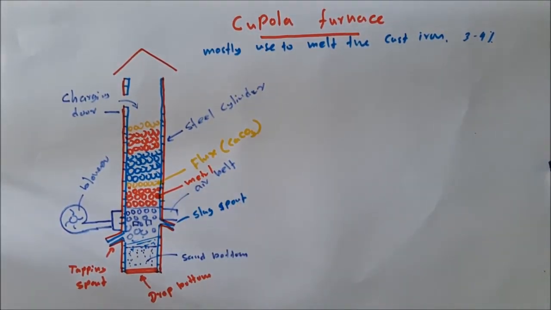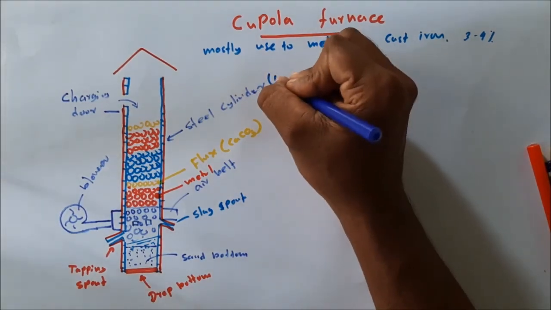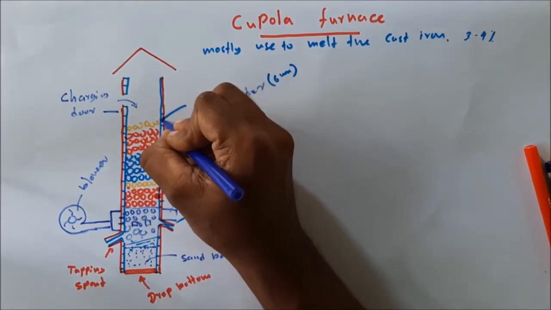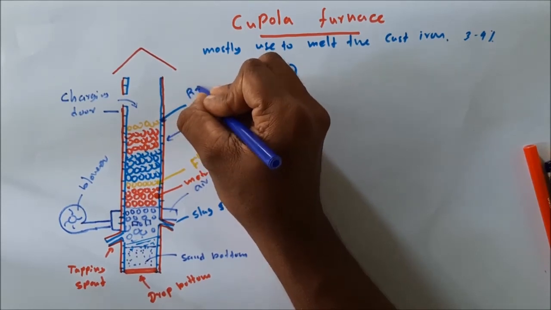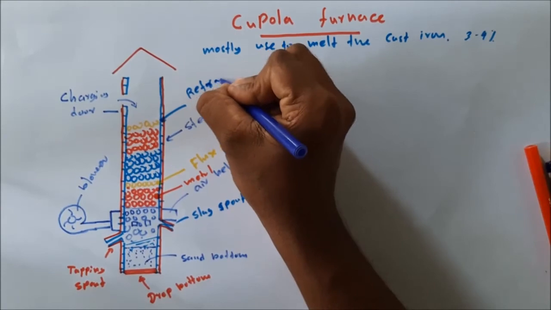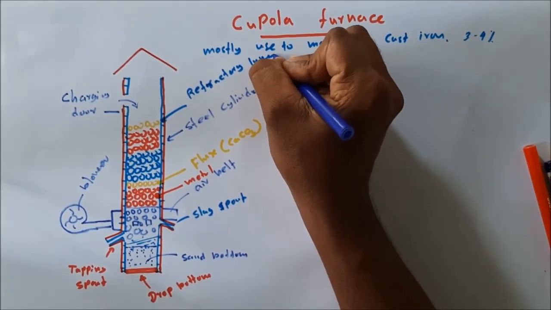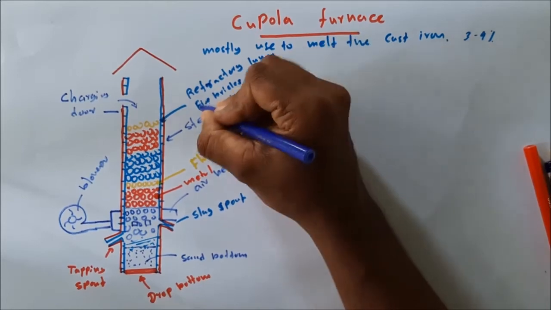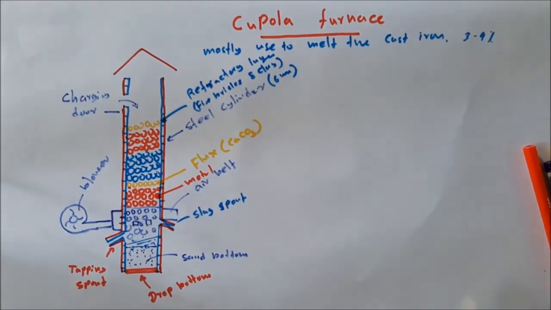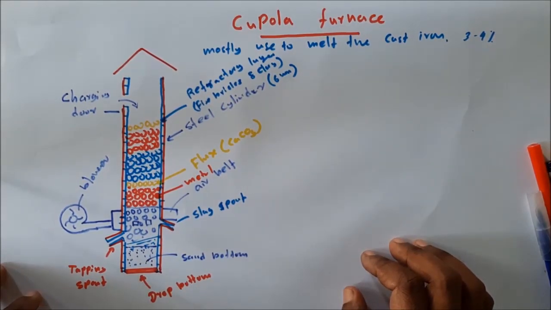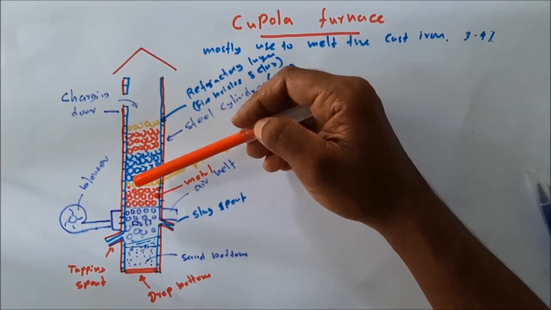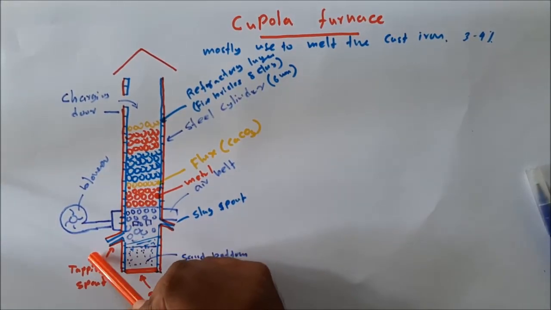Then what is here? The steel cylinder normally has a 6 millimeter thickness. Then the refractory layer, that means the fire bricks and the clay layer, is used for the inner. Fire bricks and the clay layer inside this steel shell. This is the cube structure of the cupola. Then the sand bottom. Then this is where the molten metal is taken out, called the tapping spout.